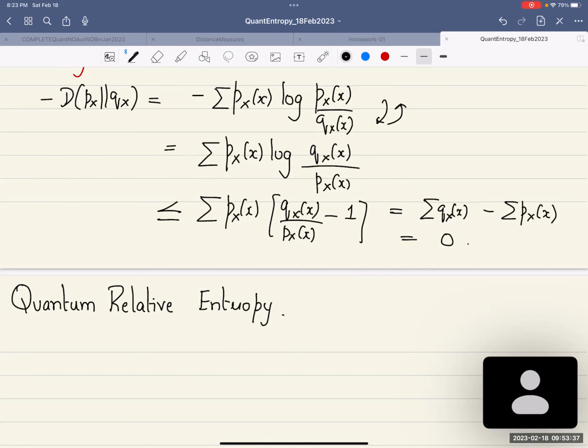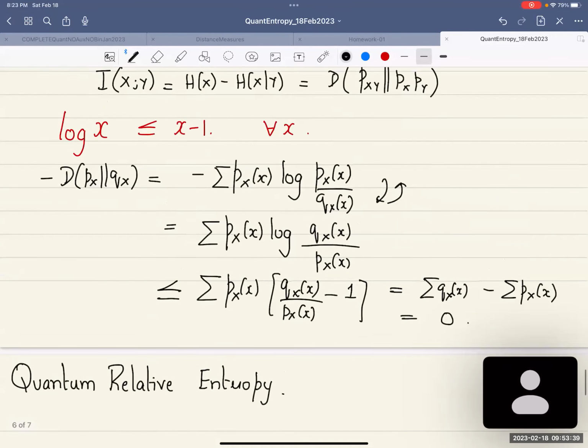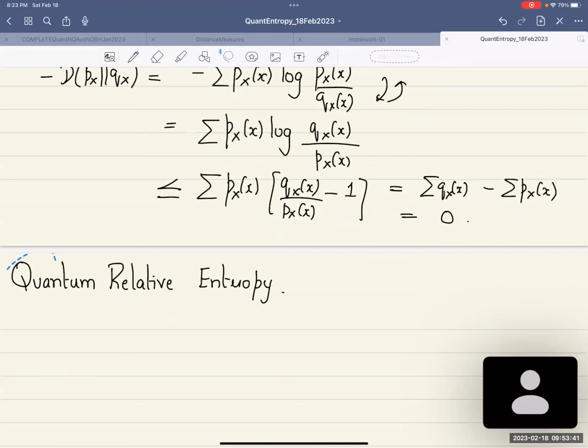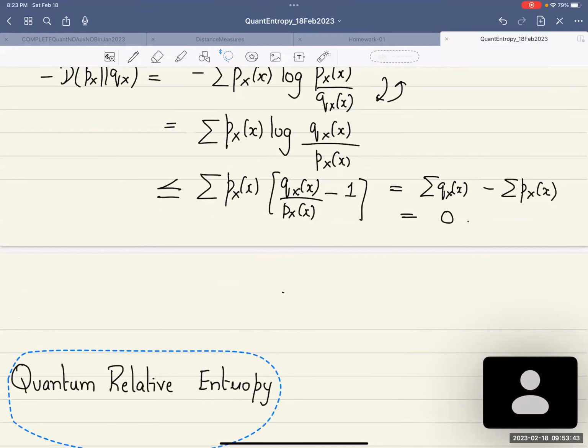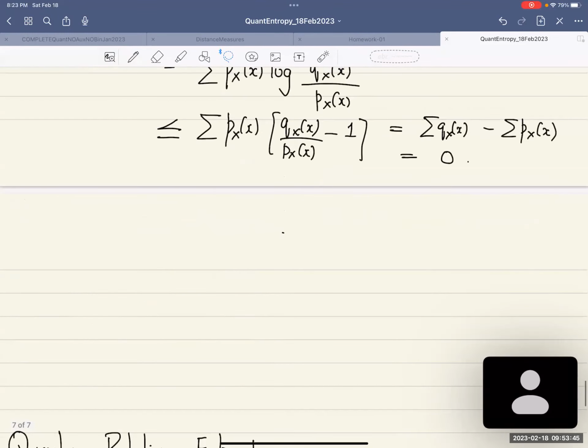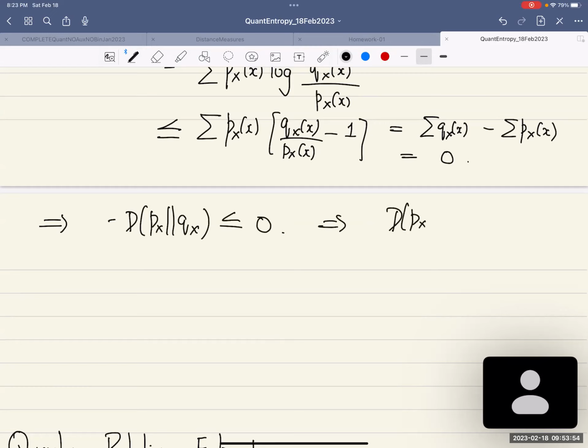1 minus 1. Okay. So that means I've shown that minus the relative entropy is less than or equal to 0, which means the relative entropy is greater than or equal to 0. So minus D(px||qx) is less than or equal to 0. So this implies D(px||qx) is greater than or equal to 0.